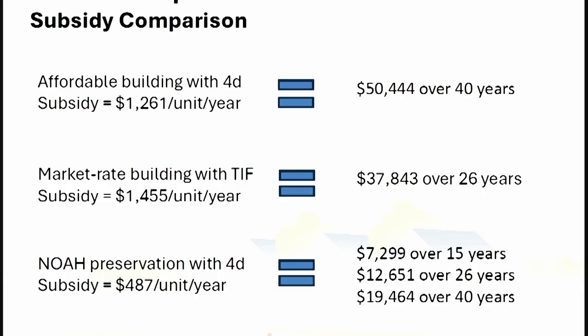In the case of NOAA preservation, it's certainly a much lower subsidy cost per unit. But again, we have older buildings and they don't necessarily provide some of our housing priorities like accessible units and units with more bedrooms. And this is just a cost comparison. It doesn't address who bears the cost.